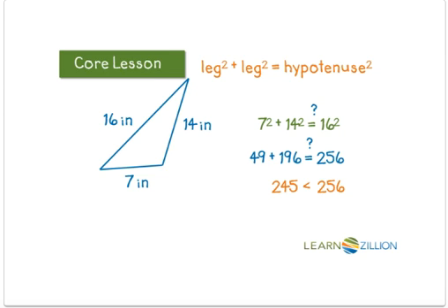So if you end up having the legs squared to be less than the hypotenuse squared, then you know that you have an obtuse triangle.